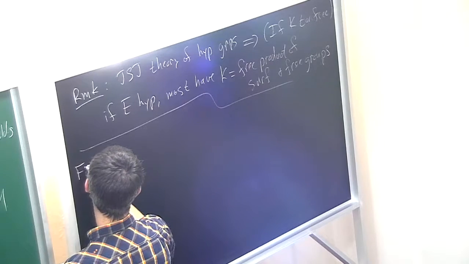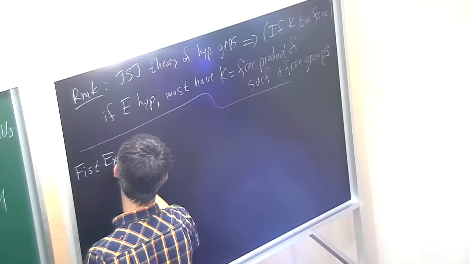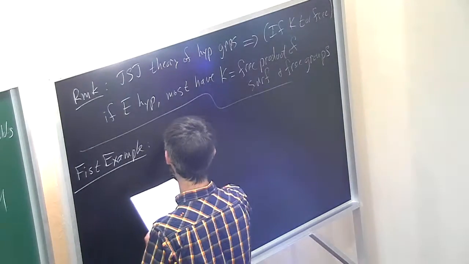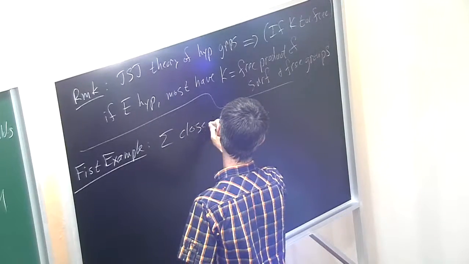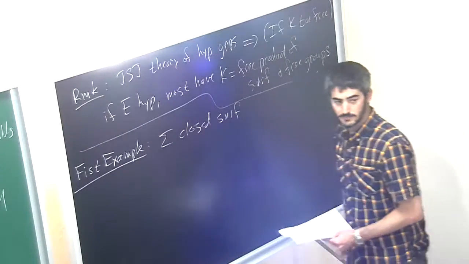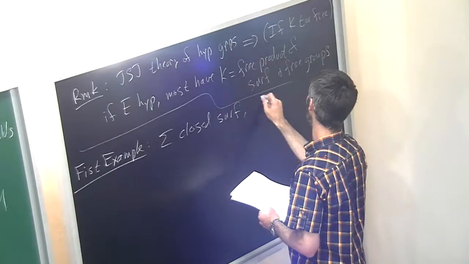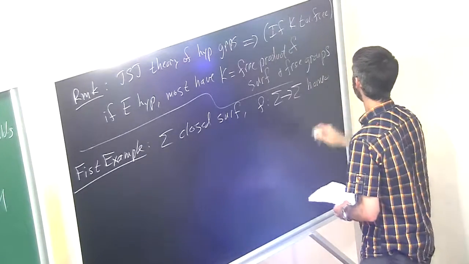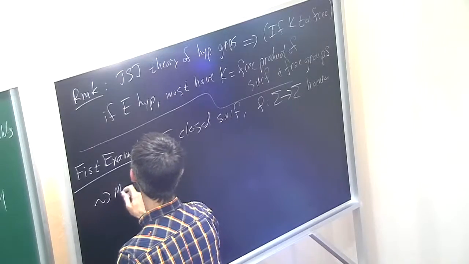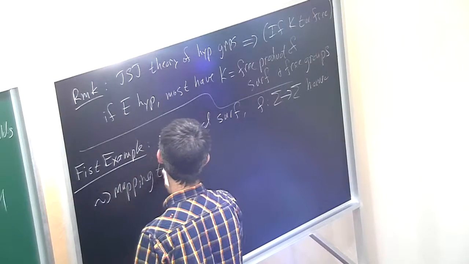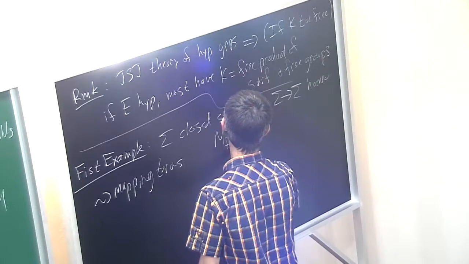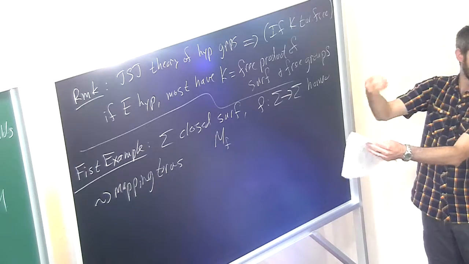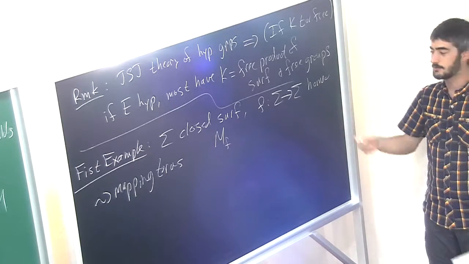So historically, the first example where this actually occurs was already mentioned earlier today. So suppose sigma is a closed surface. And if I take a homeomorphism of the surface, then I can build the mapping torus M sub f. That's the mapping torus of f. That's, again, just take the surface, cross it with an interval, and glue the two sides together by the homeomorphism. And if I do that, I get a 3-manifold.